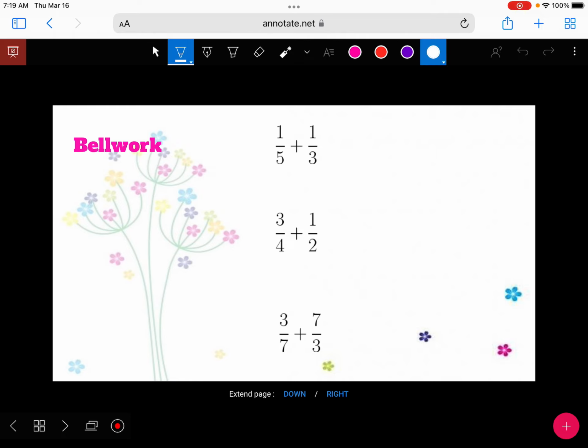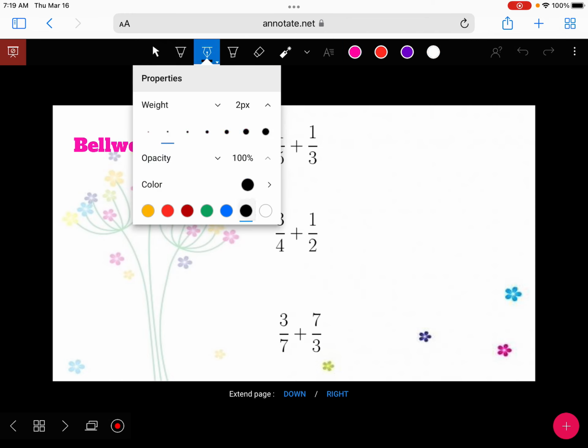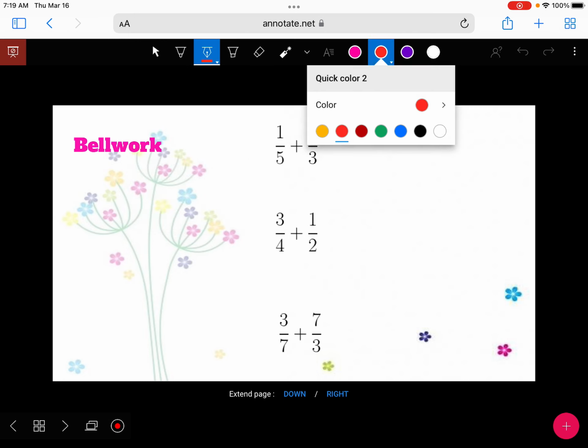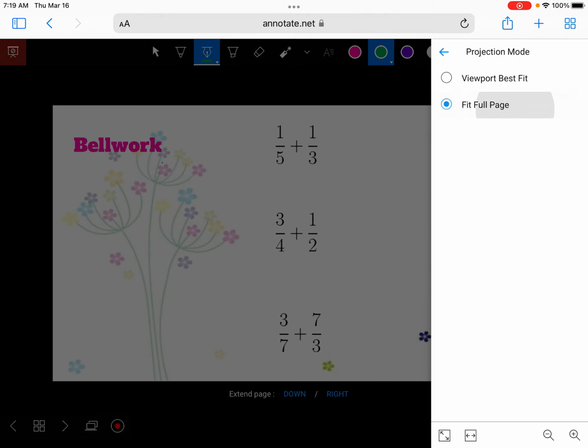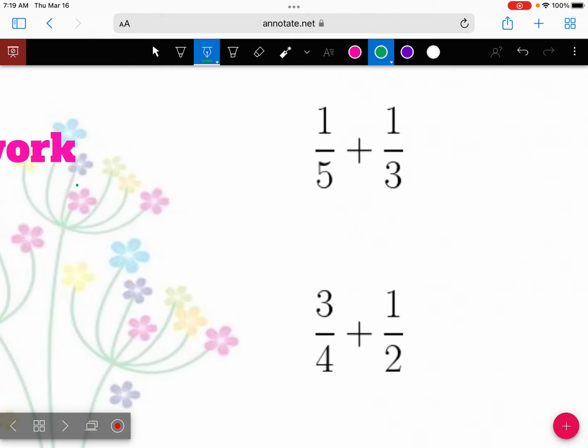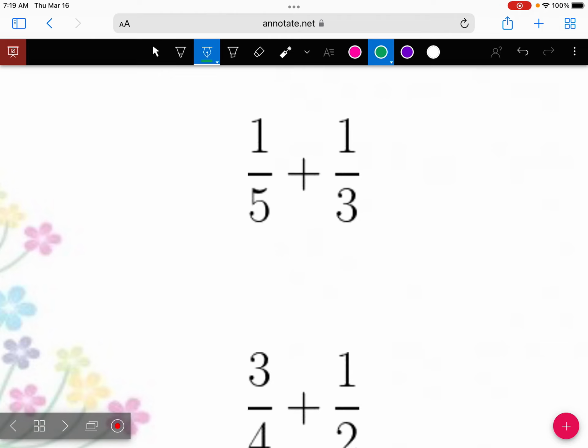So when we are looking to add fractions, what do we need to do? Or what do we need to have in order to be able to add fractions like this? In order to add a fraction, what do they need to have? Same denominator, common denominator. So on this top one, 1/5 and 1/3, what is a common denominator that they can have? 15.